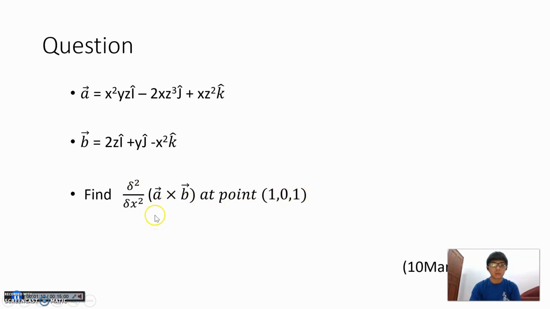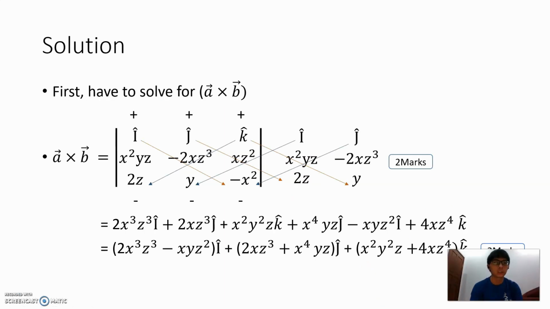First you have to do the multiplication A times B. After that you have to differentiate the result two times. Lastly, you have to substitute the value (1, 0, 1) into x, y, z. So this question will be 10 marks. Next will be the solution.